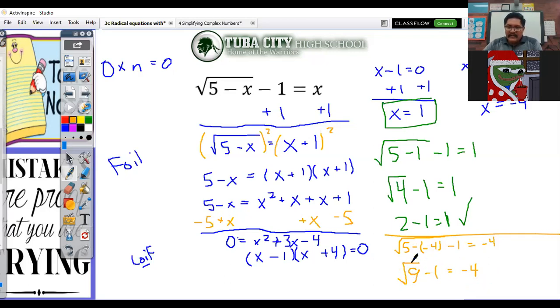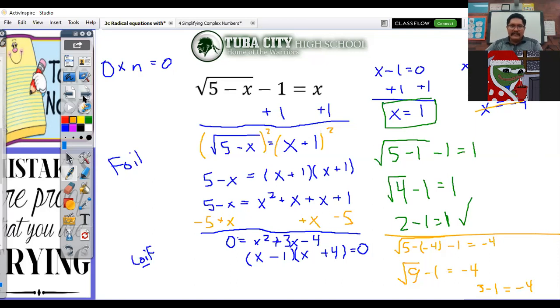So let's go ahead and evaluate the square root of 9. So this is 3 minus 1 equals -4, and is this true? No, that's not true, because 3 minus 1 would be 2, and 2 does not equal -4. So this solution, even though we did all the right steps, we did this problem exactly the way we should, just didn't work out. And sometimes it be like that. All right, sometimes you just do all the right things, but it just does not work out.